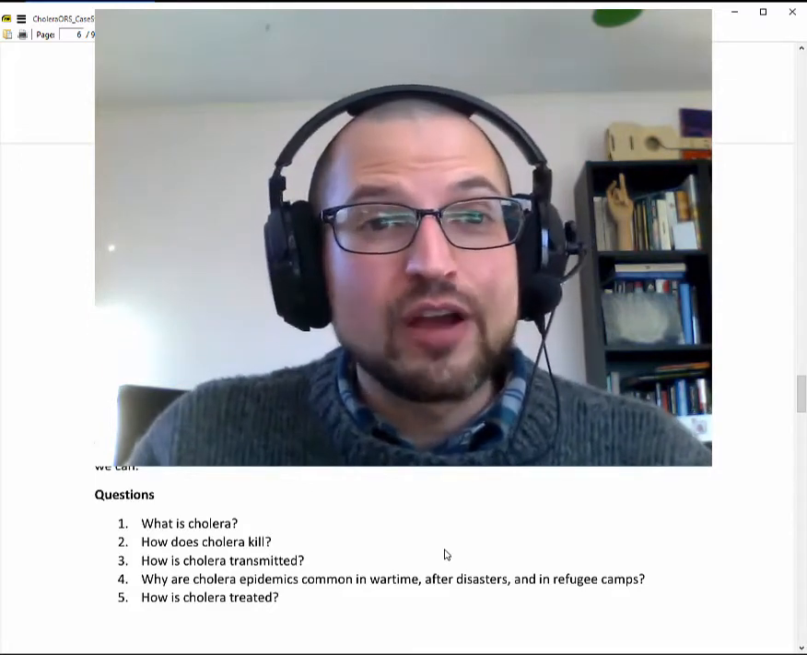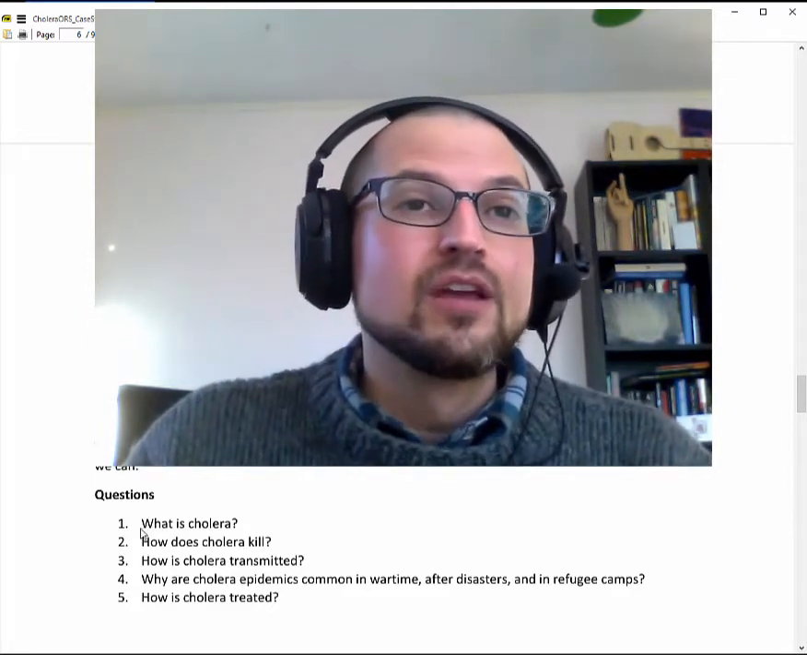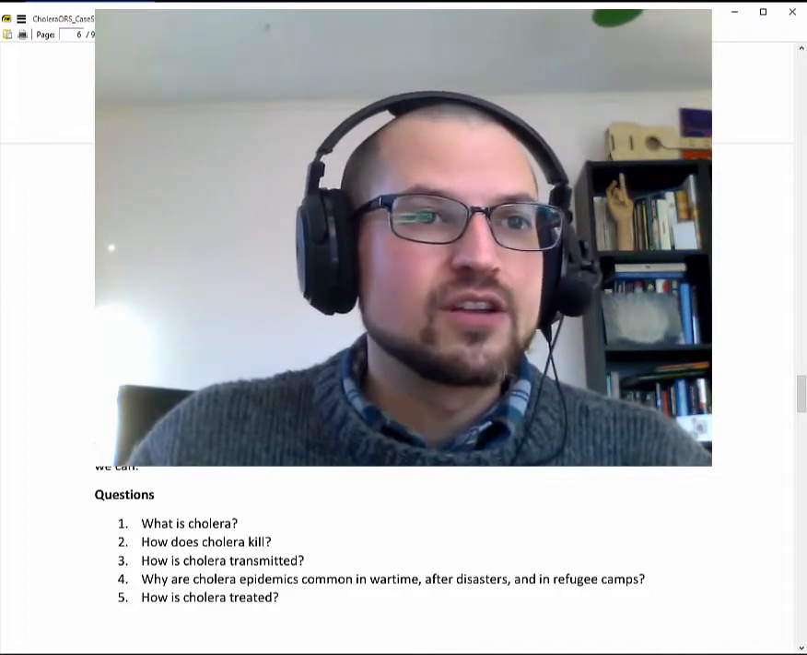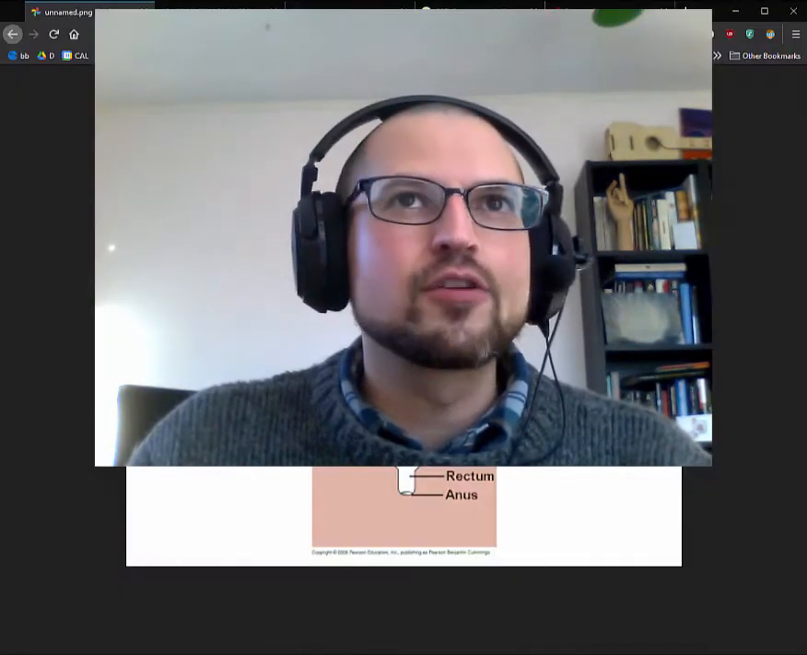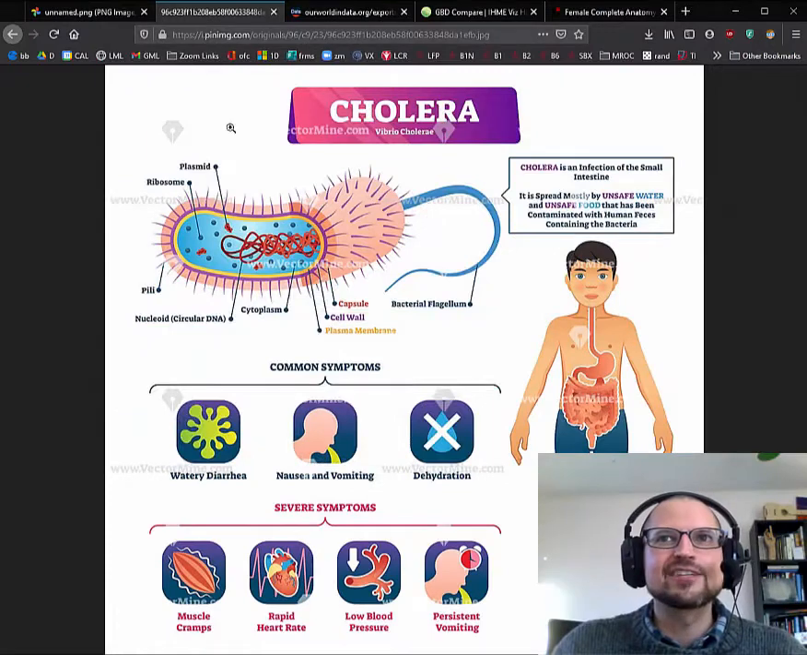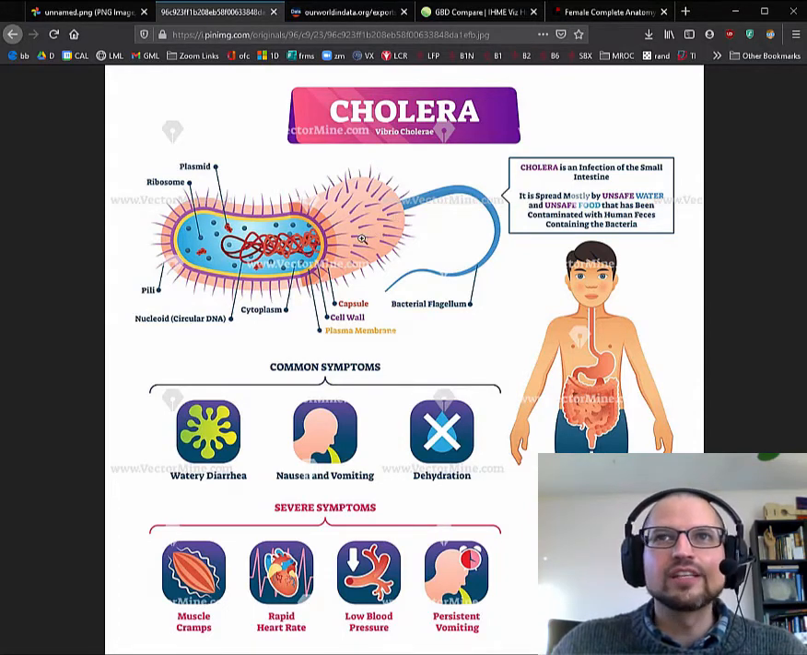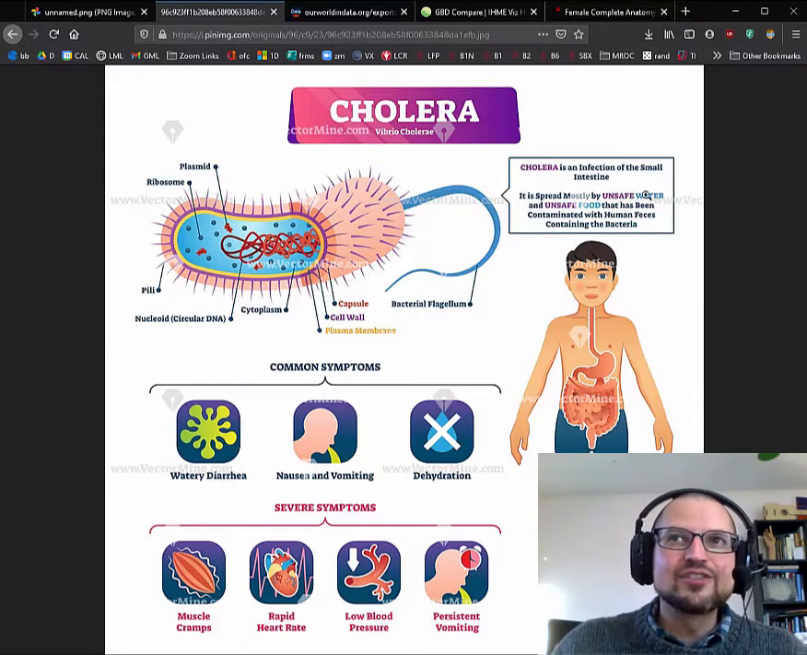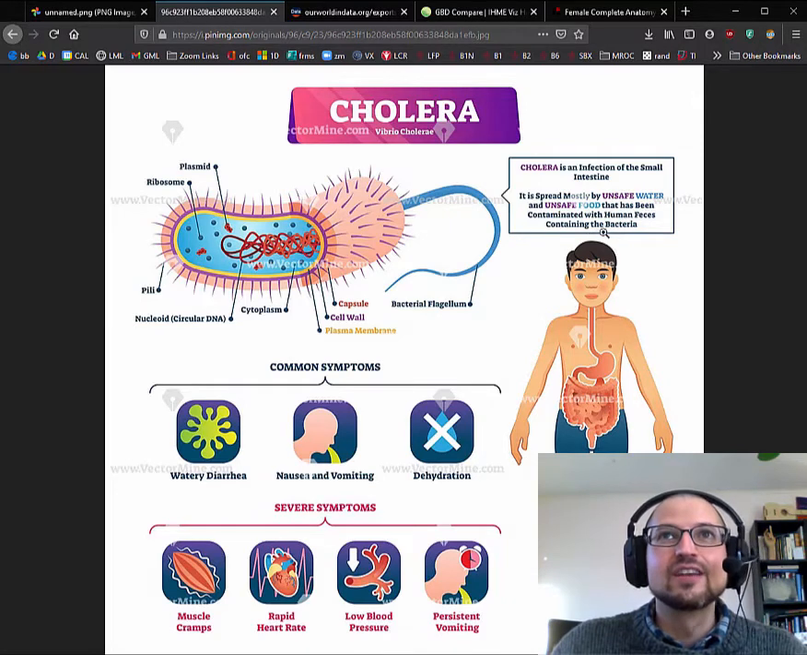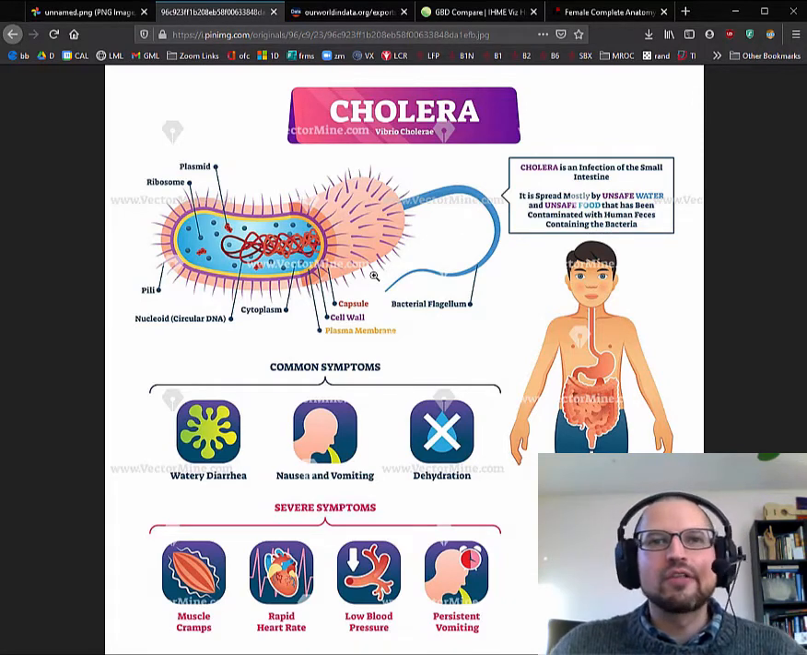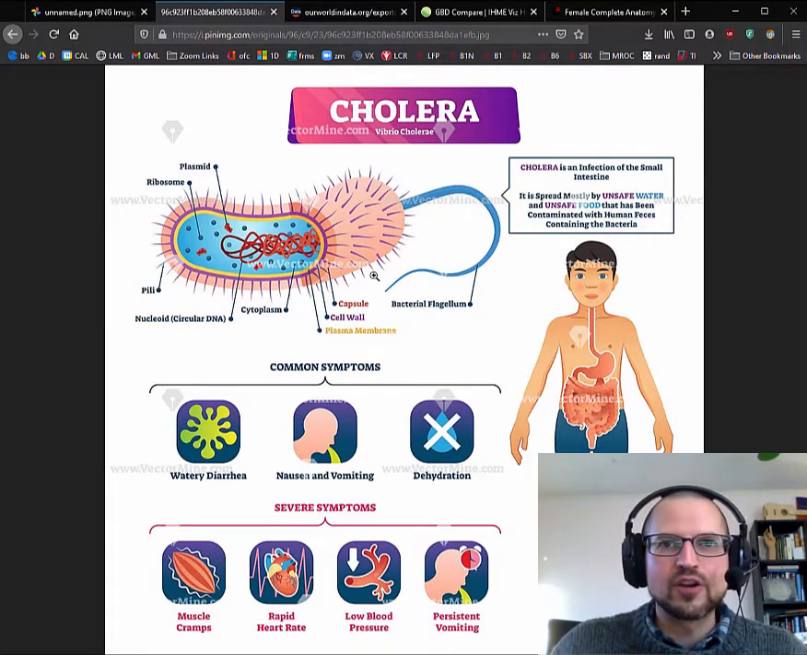Okay, welcome back. Hopefully you have some answers. Let's take a look together. The first question is, what is cholera? So let's take a look. I've got a little graphic for you that I stole. Here it is. So cholera is a bacterial infection. So here's a little cartoon diagram of a bacterium, which is representing cholera. It's an infection of the gut, of the small intestine, and it's spread mostly by dirty water and food that's been contaminated with human feces containing the bacteria. So this is what we would call the fecal-oral route of transmission.